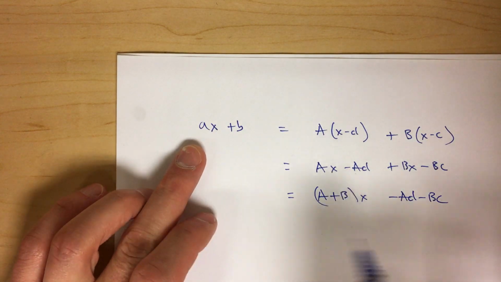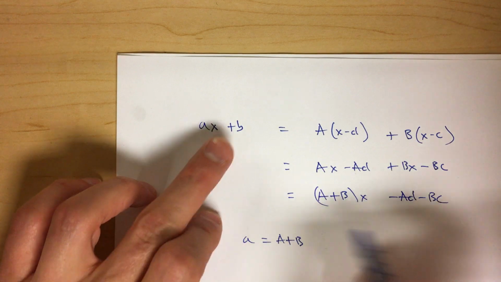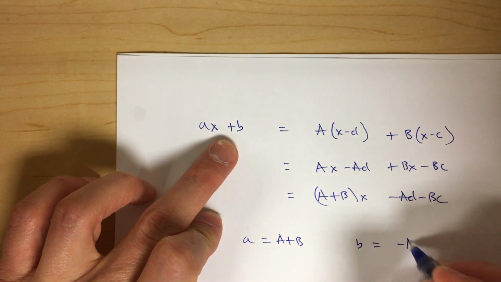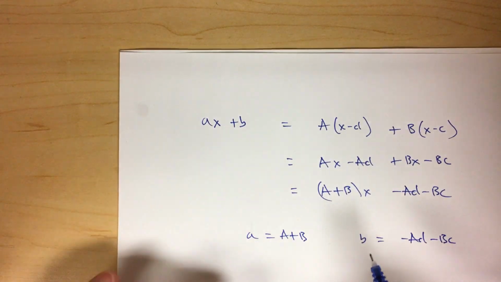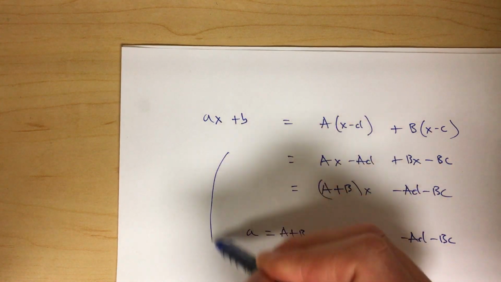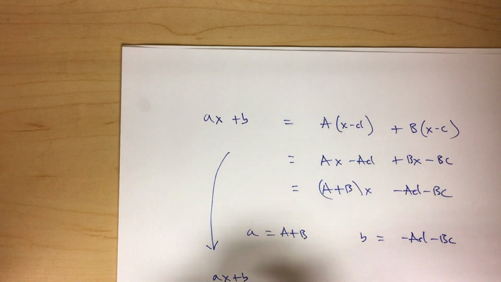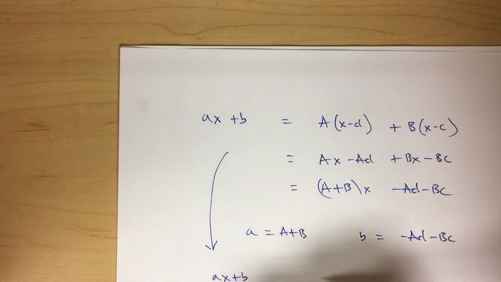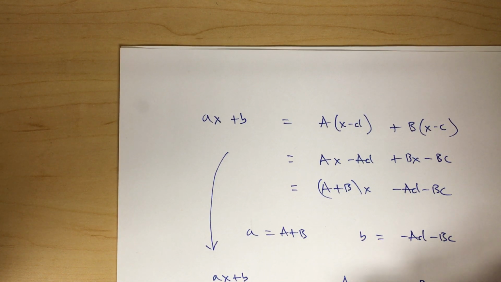So if a plus b is equal to a, then the coefficient of x is the same. And if little b is equal to negative ad minus bc, then these two are equal. And if this is true, then basically this is true. Ax plus b over x minus d times x minus c is equal to a over x minus c plus b over x minus d.